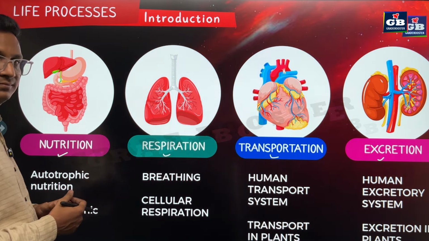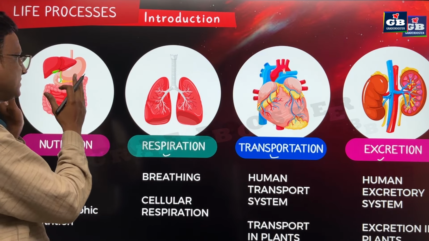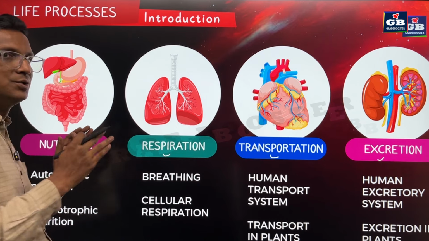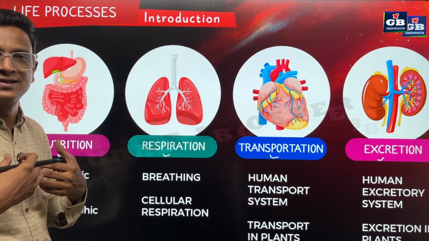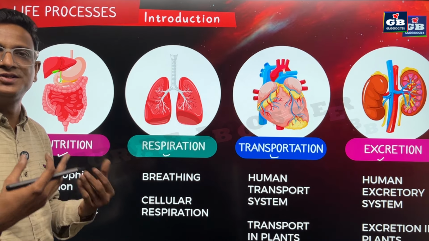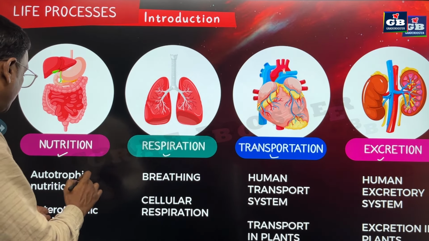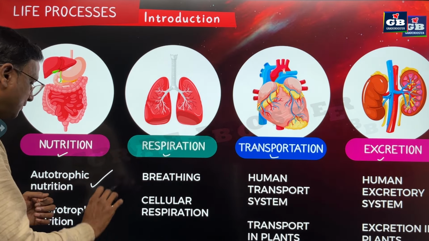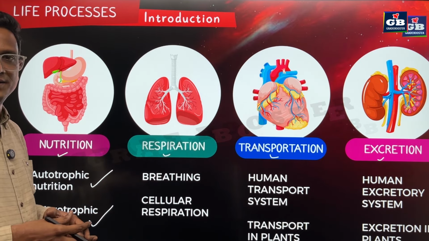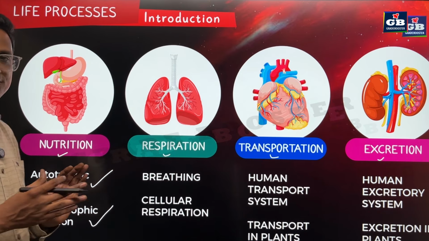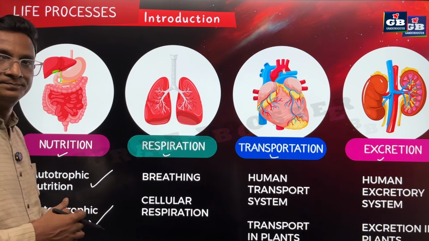So what is nutrition? Nutrition is not just the digestive system. Just symbolically we kept the digestive system, but nutrition is a broader thing. How an organism obtains its food, that is nutrition. It is of very different types. Basically we study autotrophic nutrition and heterotrophic nutrition in this chapter. So there are 2 major types of nutrition.